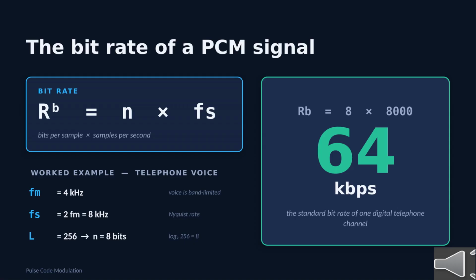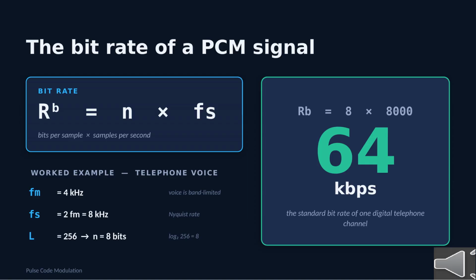Let us take the standard telephone example. Human voice is limited to about 4 kHz. By Nyquist rate, the sampling frequency becomes 2 fm, that is 8 kHz. In telephone, we use 256 quantization levels. So, n is equal to 8 bits.